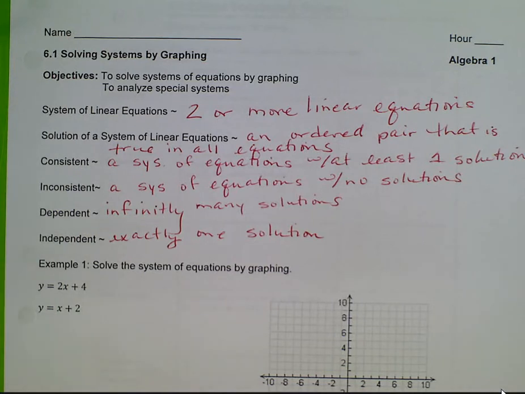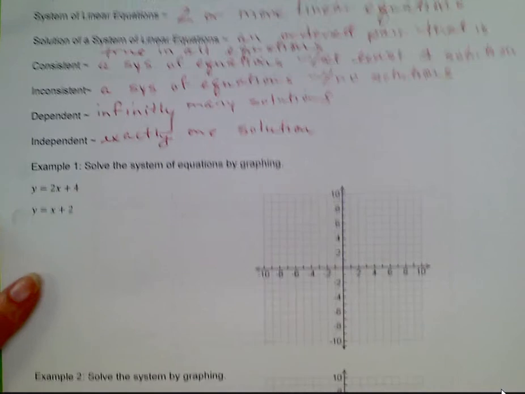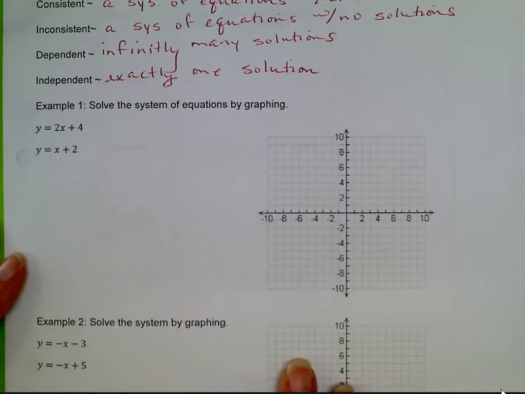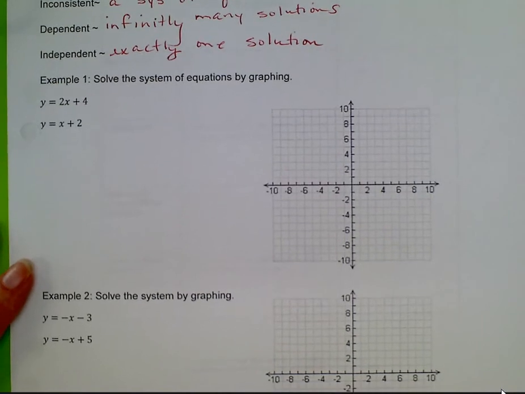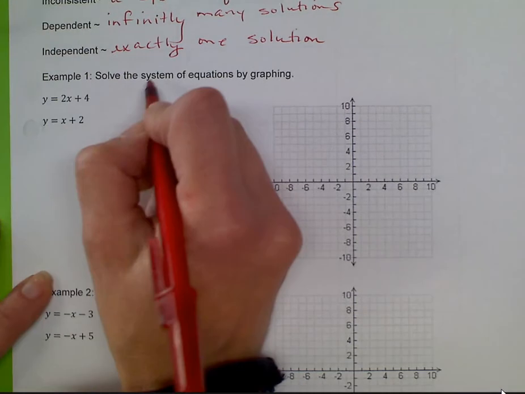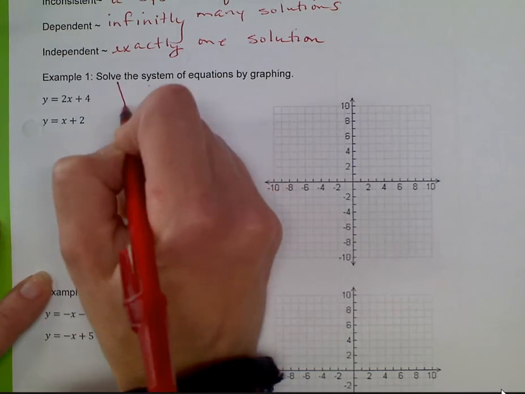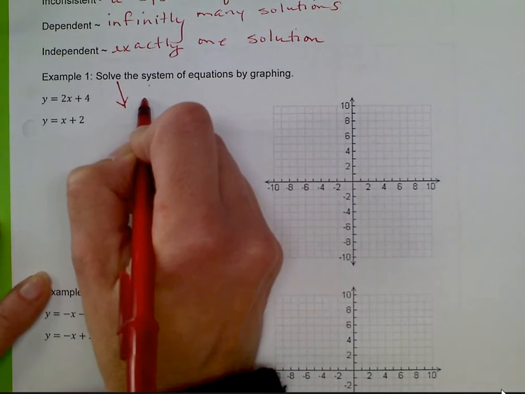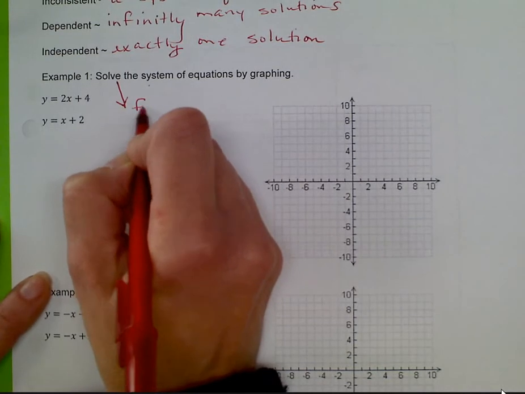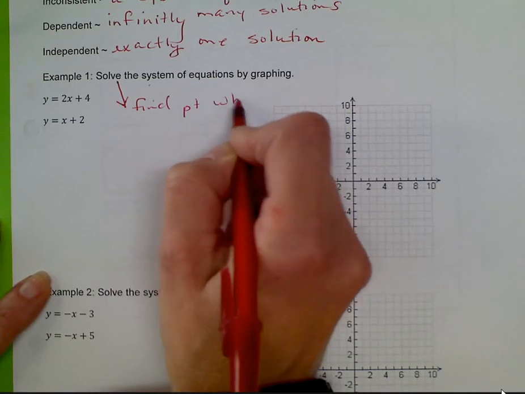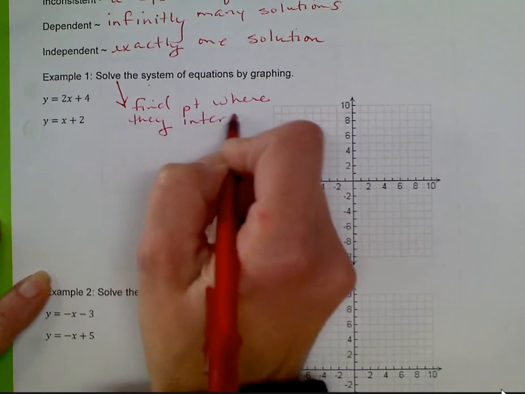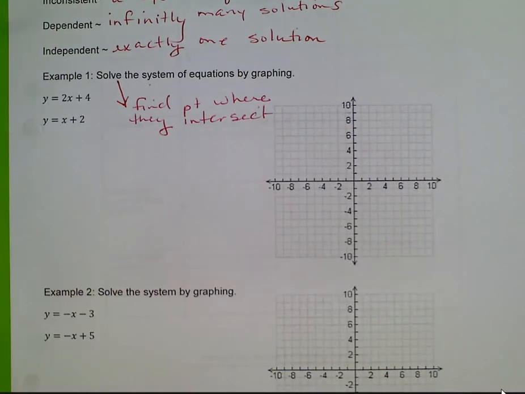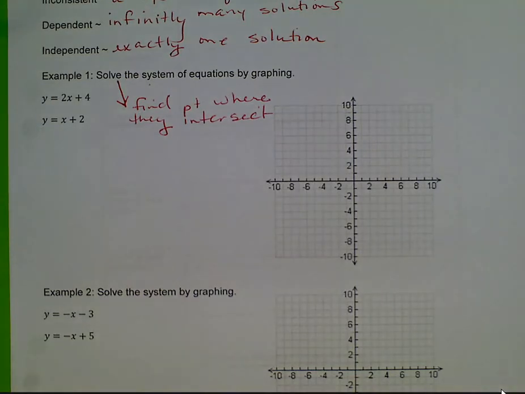All right, so let's go ahead and try example 1. Solve the system of equations by graphing. Everything that we learned last chapter about how to graph quickly, you're going to use this chapter. When we solve two equations, what we're looking for is the point where they intersect. When you're graphing, you find the point where they cross, and that's going to be our answer. Just one simple answer.